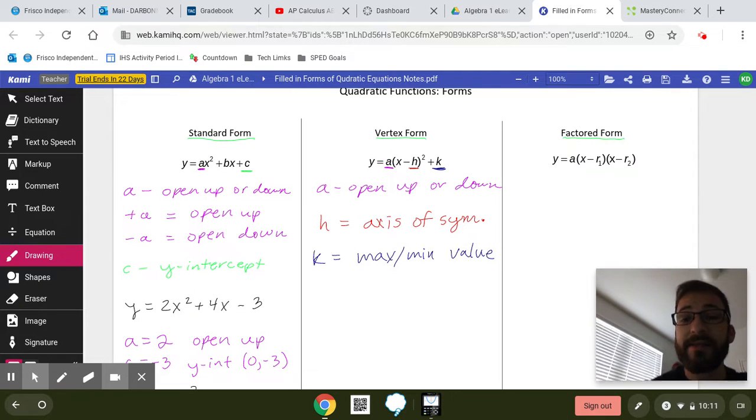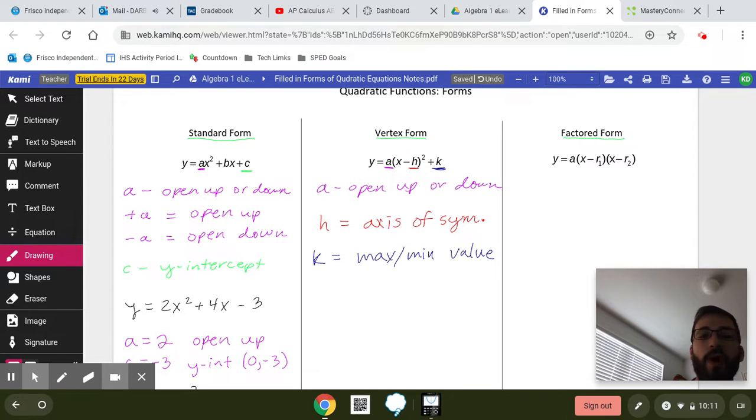So whatever k is, it's going to be our maximum or our minimum, just depending on where it is. And it's going to be a max or a minimum depending on if we open up or if we open down. So we kind of have to use a and k together to know if it's going to be a maximum or a minimum value.